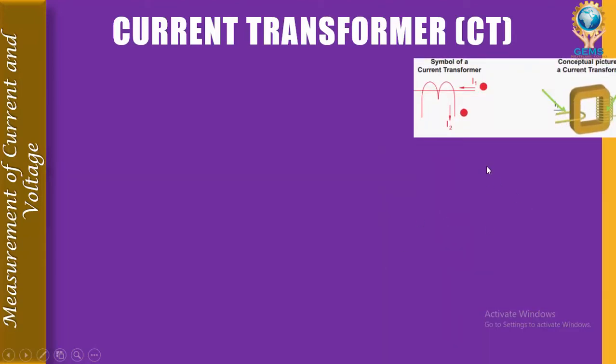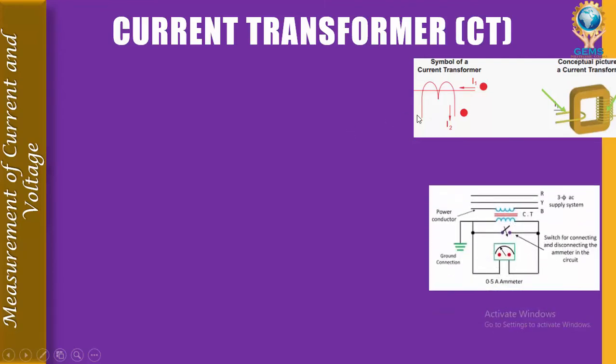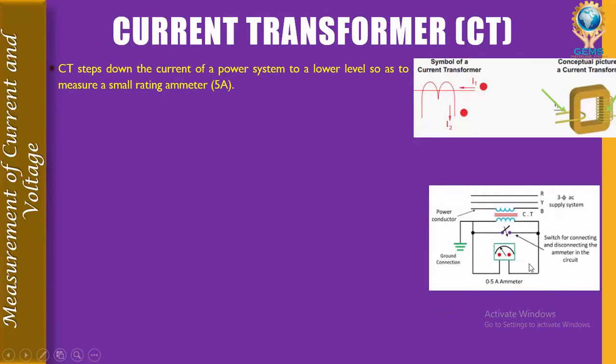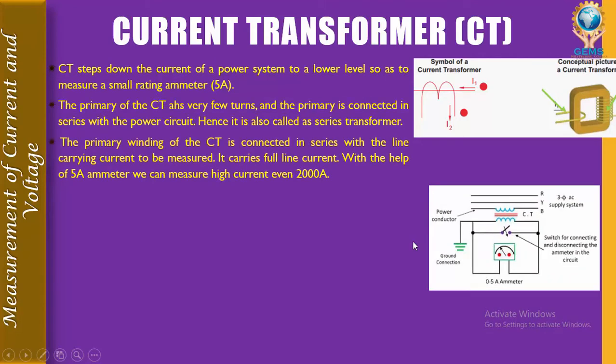This is the pictorial view of a current transformer, and this is the symbol of a current transformer. This is a circuit diagram of a current transformer. The current transformer steps down the current of the power system to a lower level so as to measure with a small rating ammeter, even up to 5 amps. The primary winding of a current transformer has few turns and it is connected in series with the power circuit. Hence it is called a series transformer.